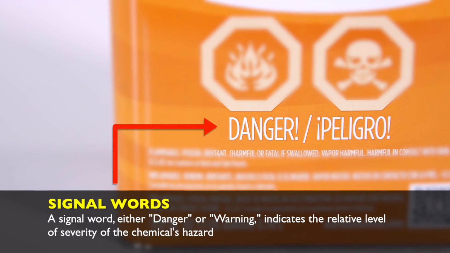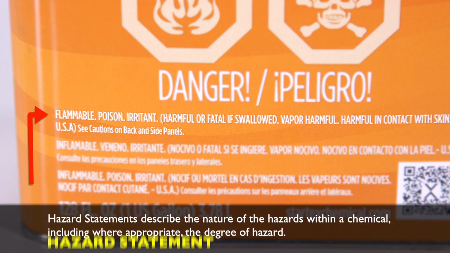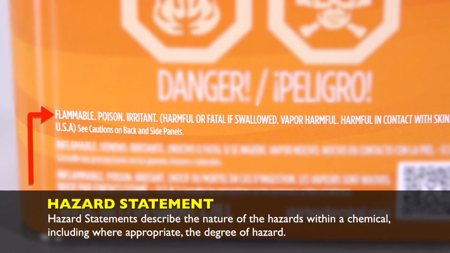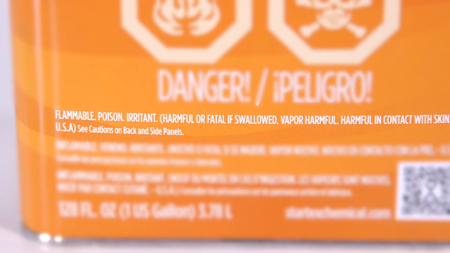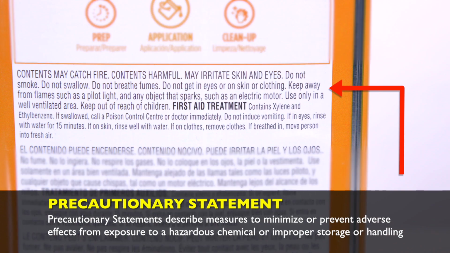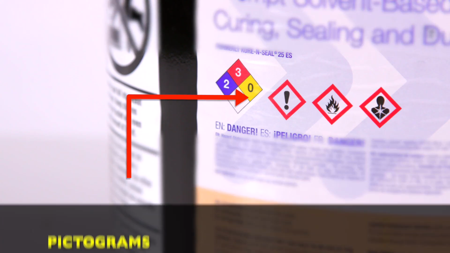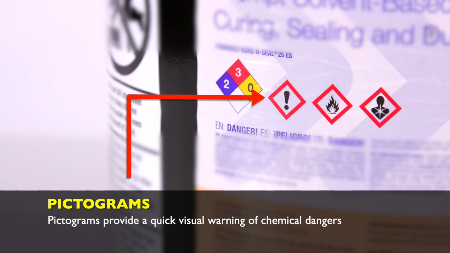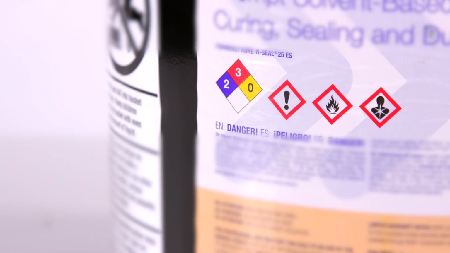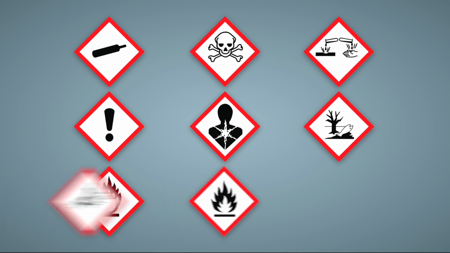Signal words, either danger or warning, indicate the relative level of severity of the chemical's hazard. Hazard statement describes the nature of the hazards within a chemical, including where appropriate the degree of hazard. Precautionary statement describes measures to minimize or prevent adverse effects from exposure to a hazardous chemical or improper storage or handling. And pictograms provide a quick visual warning of chemical dangers. There are 9 pictograms.